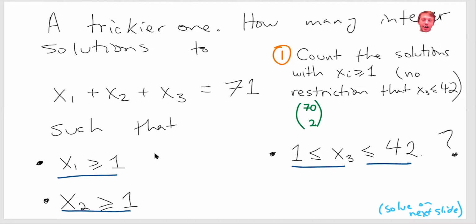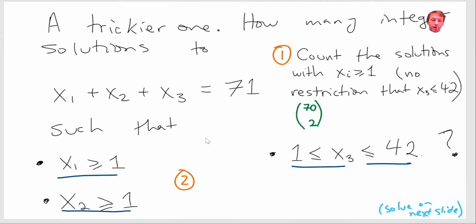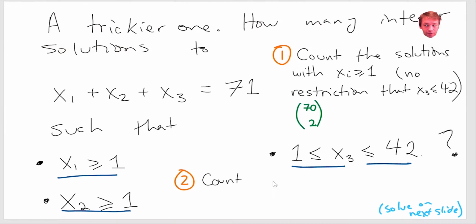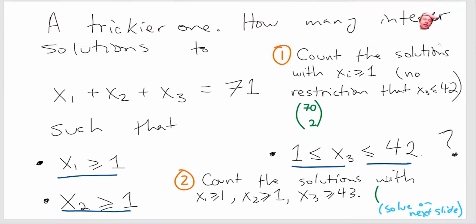There's 70 different gaps. And now what we're going to do is subtract the solutions that we don't want. So we counted every way of doing this, even where x3 goes too large. Now we have to just subtract the ones we didn't want to count. So count the solutions with x1 at least 1, x2 at least 1, x3 at least 43. And I guess the answer to this one is going to be, well, 71 minus 41 is 30. I think this is going to be 29, choose 2.